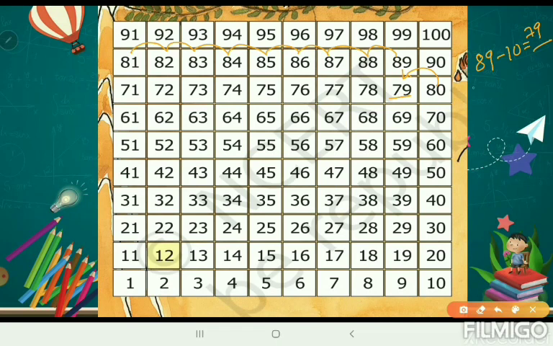Now again I want to subtract another 10 from 79. Go 10 steps backward. 1, 2, 3, 4, 5, 6, 7, 8, 9, 10. I reach 69.